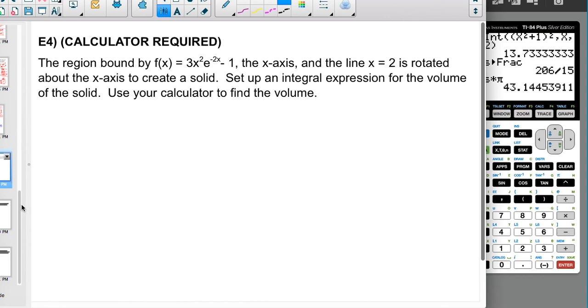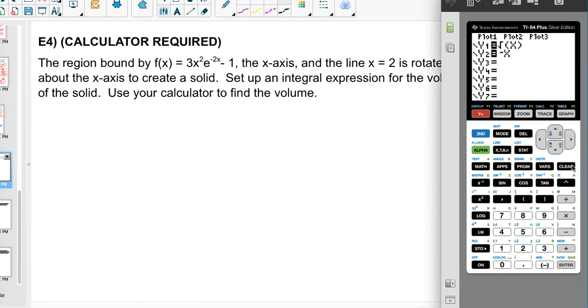Okay. So example 4, this time we're going to use a calculator for sure. I didn't give you a picture this time, and that's intentional. So the region bounded by this ugly f of x, the x-axis, and the line x equals 2 is rotated about the x-axis. So you have a calculator, you might as well graph it. So I have 3x squared e to the negative 2x minus 1. I'm going to go ahead and zoom 6 and see what this looks like. Okay, so the area that we're talking about is this area.